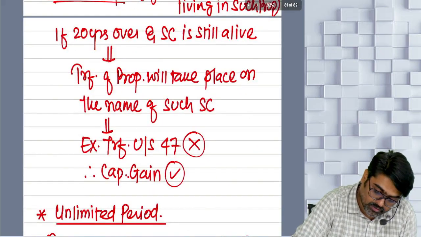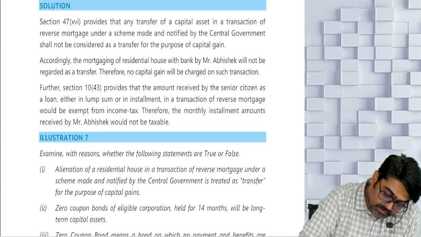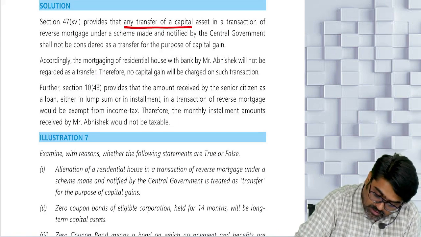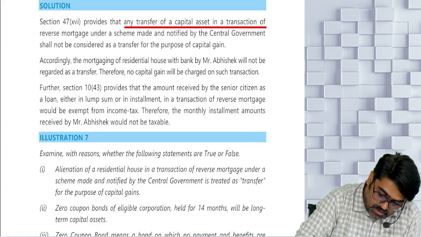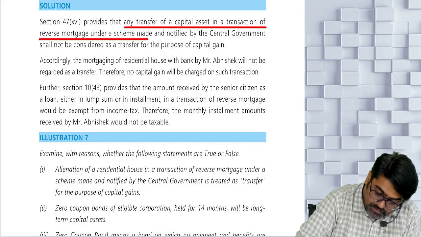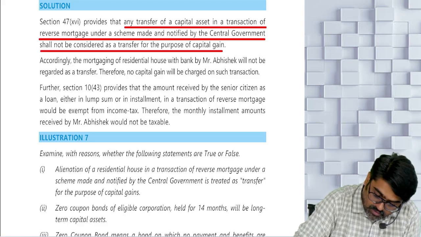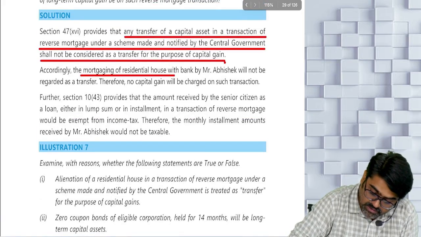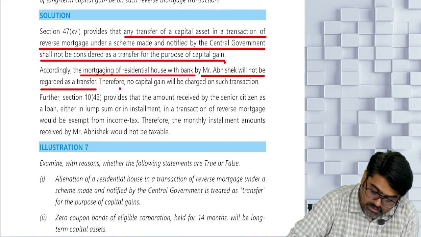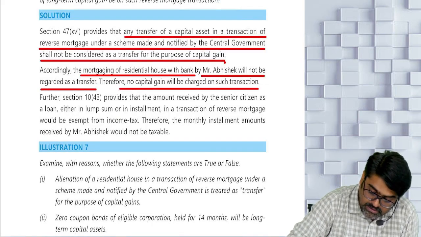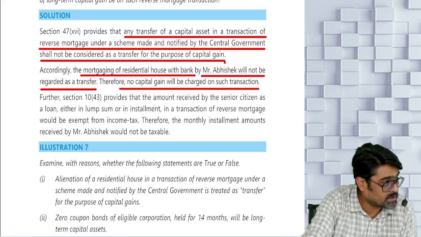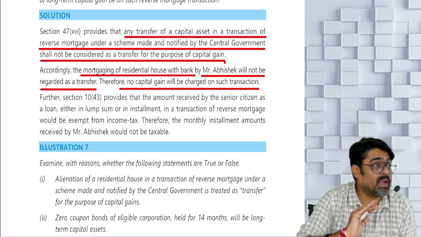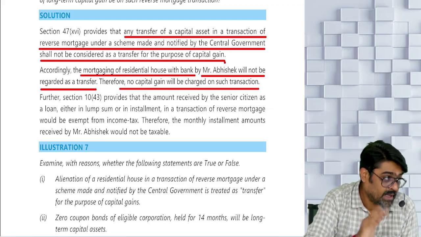Now see, in this question, they are saying that section 47 provides that any transfer of a capital asset in a transaction of reverse mortgage under a scheme made and notified by the central government shall not be considered as a transfer for the purpose of capital gain. Accordingly, the mortgaging of the residential house with the bank by Mr. Abhishek will not be regarded as a transfer. Therefore, no capital gain will be charged on such a transaction. Giving on mortgage will not be a taxable transfer. It will be exempt.